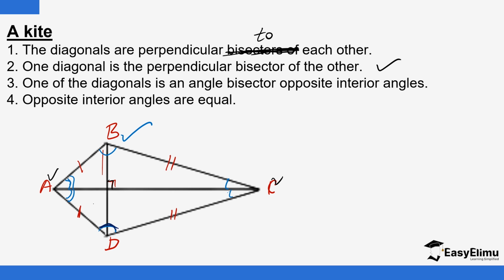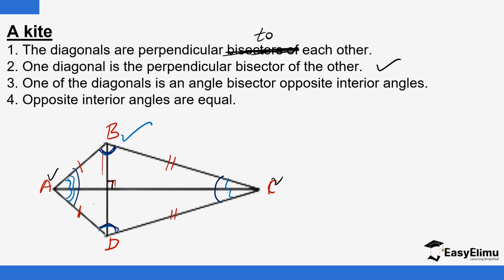So this angle here is equal to that. And of course, this is equal to the other one as well. So opposite interior angles are equal in measure, or in size. So that is how you would be able to classify the quadrilaterals and give them different names.